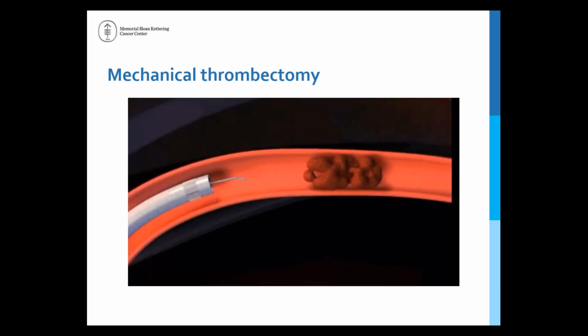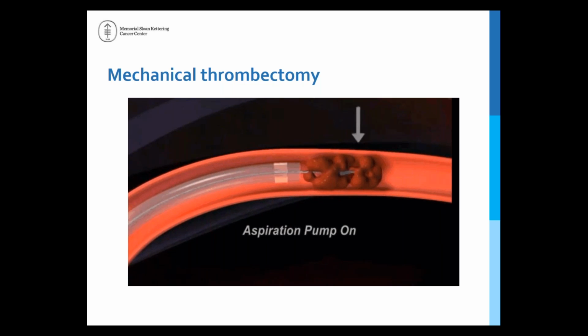So this is just a small video just to demonstrate how aspiration thrombectomy with Indigo Penumbra works. It's just one of the many things that we as interventional radiologists can use to perform mechanical thrombectomy. This can be used in the pulmonary arteries as well as the lower extremities.